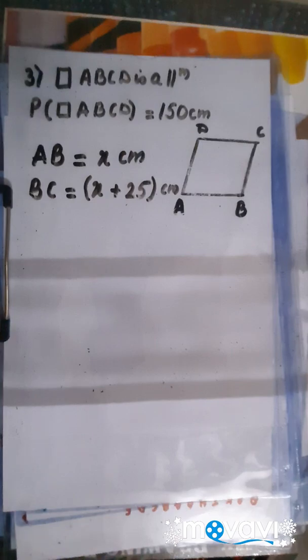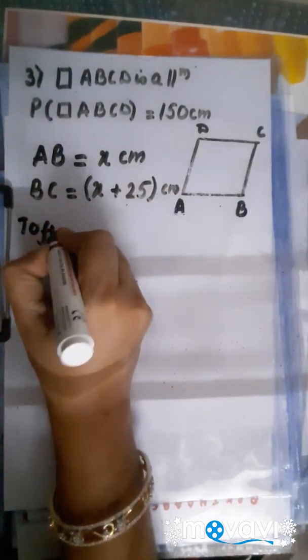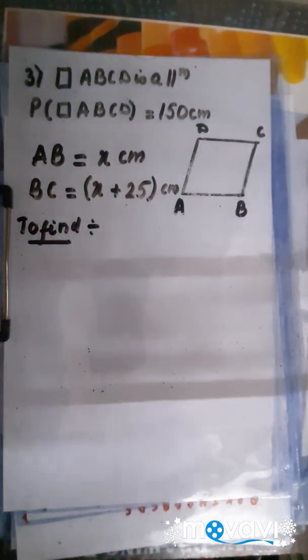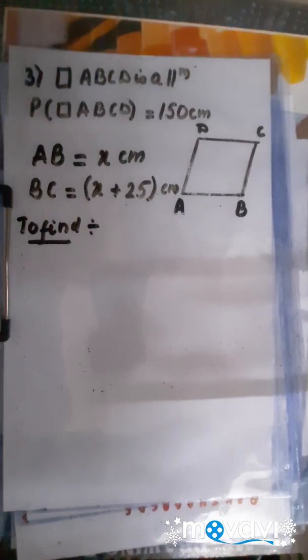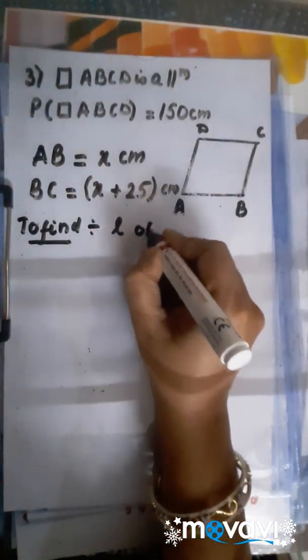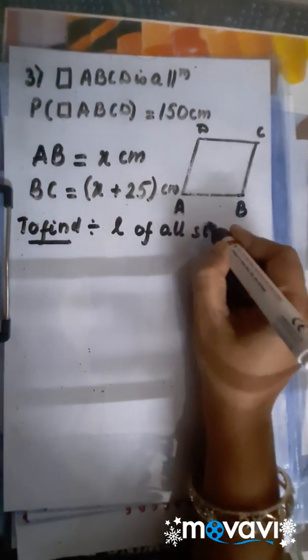Correct? Now, what are we to find? We have to find the lengths of all the sides. Length of all sides. Okay.